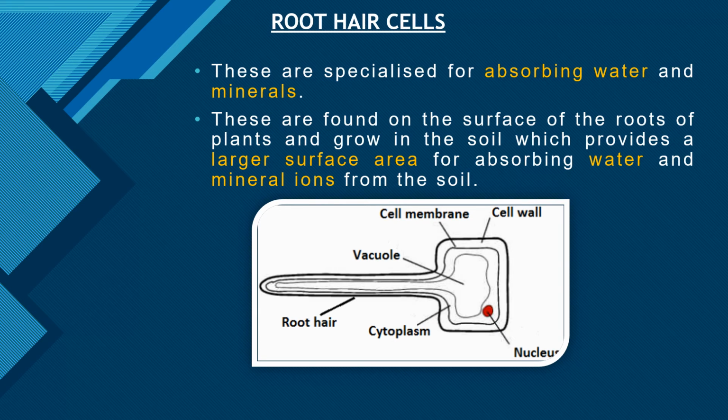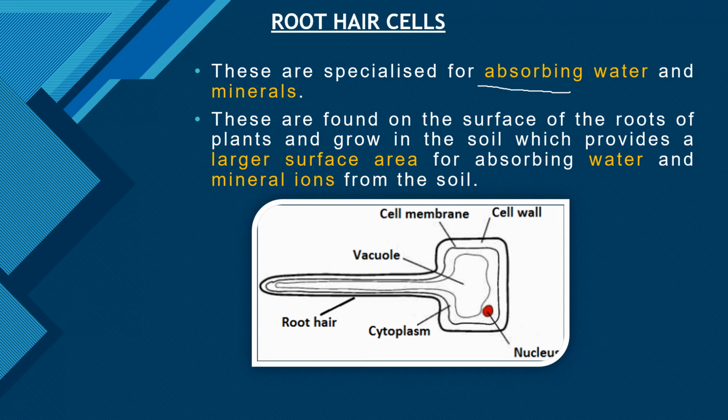Now going on to the plant cells, let's start off with the root hair cells. These are specialised for absorbing water and minerals. So remember, absorbing, a really key word, not taking in, absorbing. These are found on the surface of the roots of plants and grow in the soil, which provides a larger surface area for absorbing water and mineral ions from the soil.